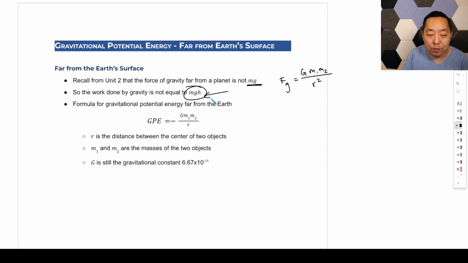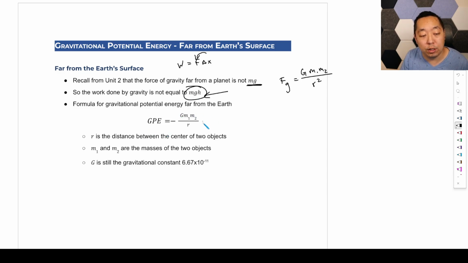The mgh comes from the fact that we assume that the force of gravity is about constant. That work calculation is force times displacement, and if the force is mg, then it's mgh. That's literally where that comes from. But if the force is not constant, then it's a little bit more complicated. And I can't derive this for you. This would require some calculus for the derivation, so I'll do it for the Physics C students.